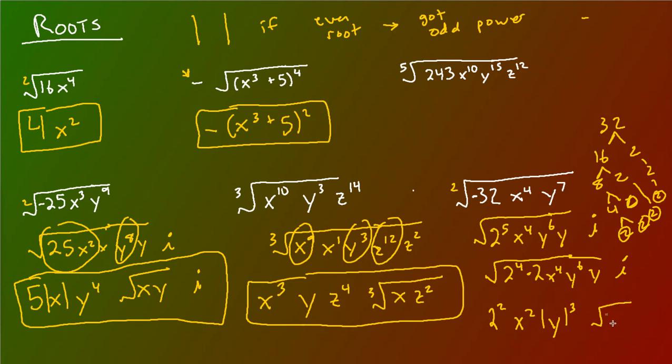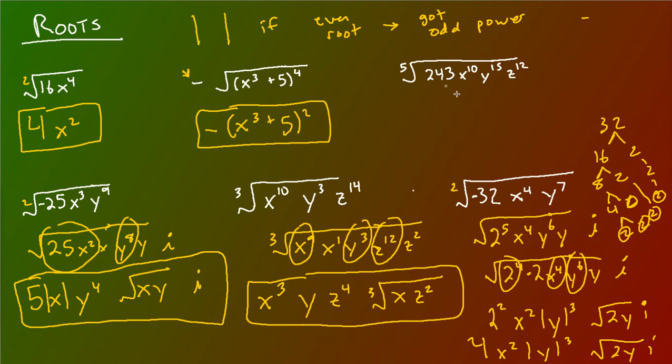Then what am I left with? I am left with, I did this, I did this, and I did this. I'm left with 2y i. Now that 2 squared I can do, so I go ahead and do it. And there's our answer.